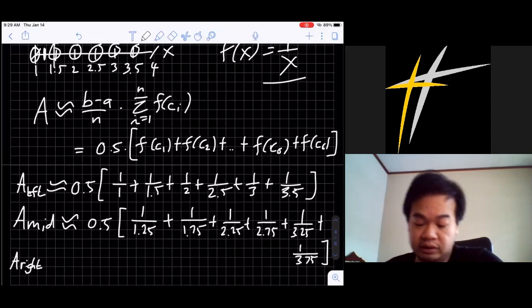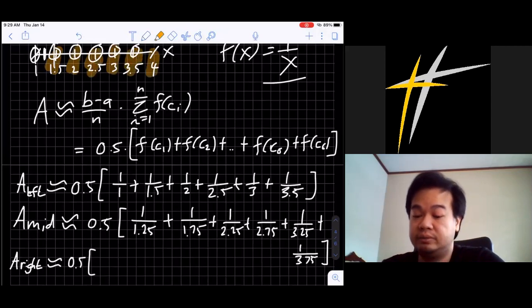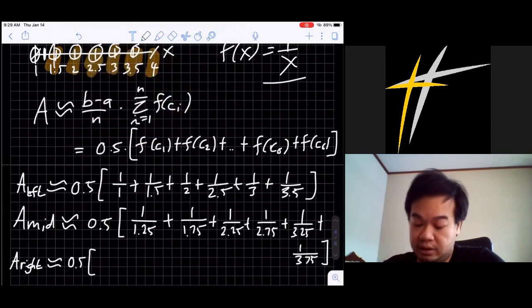Yeah. How about the right? If we take the sample point from the right, then it's approximately equal to 0.5 times the sum, where we take the right endpoints: 1, 2, 3, 4, 5, 6. So instead of c1 equals 1 for left, if right, c1 equals 1.5.